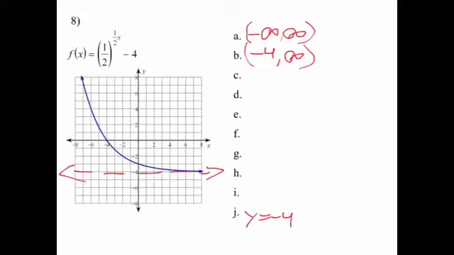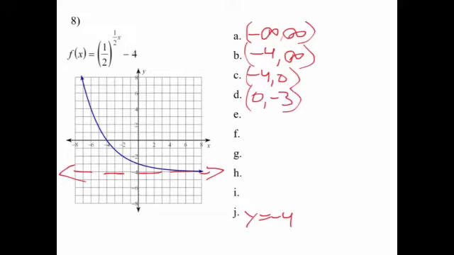Where is it crossing the x-axis? Over here at negative 4, 0. Where does it cross the y-axis? Right there. That's the point negative 3, 0. Oh, just kidding. Sheesh. 0, negative 3.